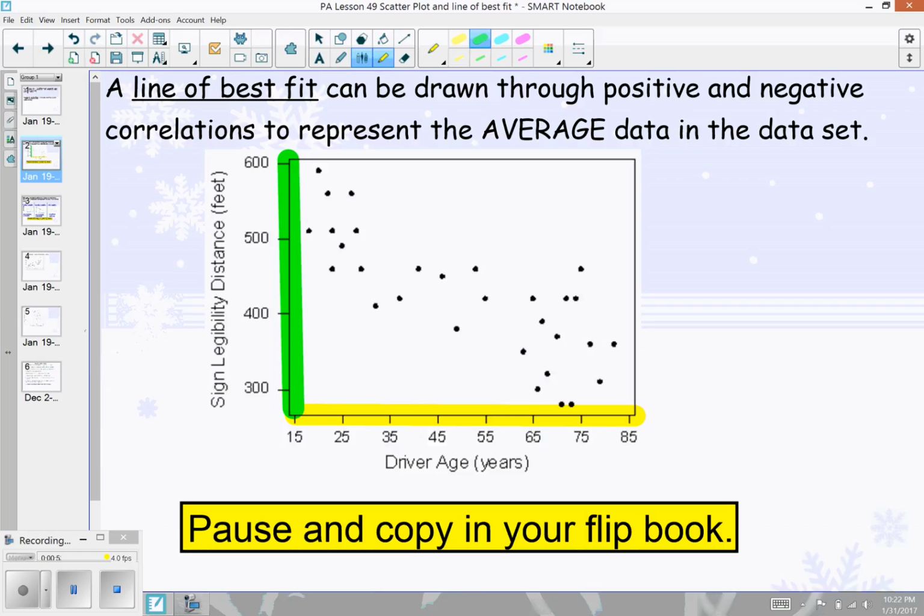When we're talking about the line of best fit, we want to see, can we draw a line that represents the average set of data? Basically, drawing a line through the data points that are given. It won't touch all of the points. Some will be on the line, some will be above, some will be below, but that line represents the average data given the set that we have. So let's go ahead and see if we can draw a line through this.